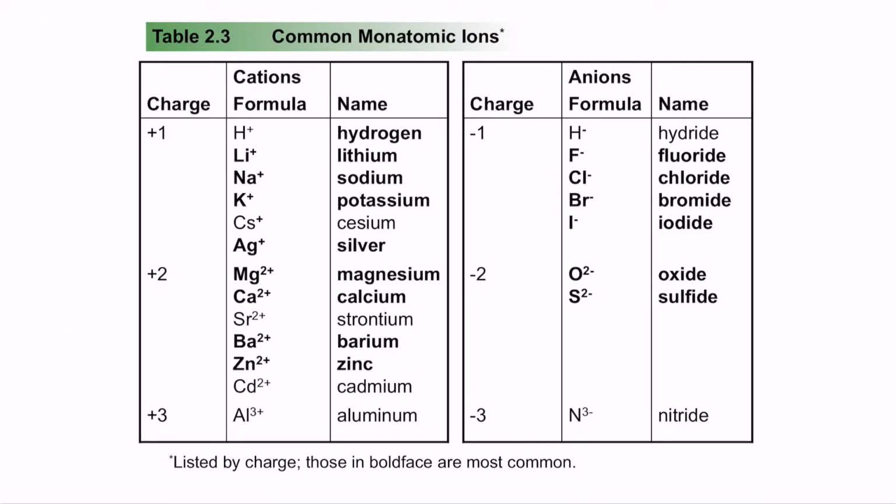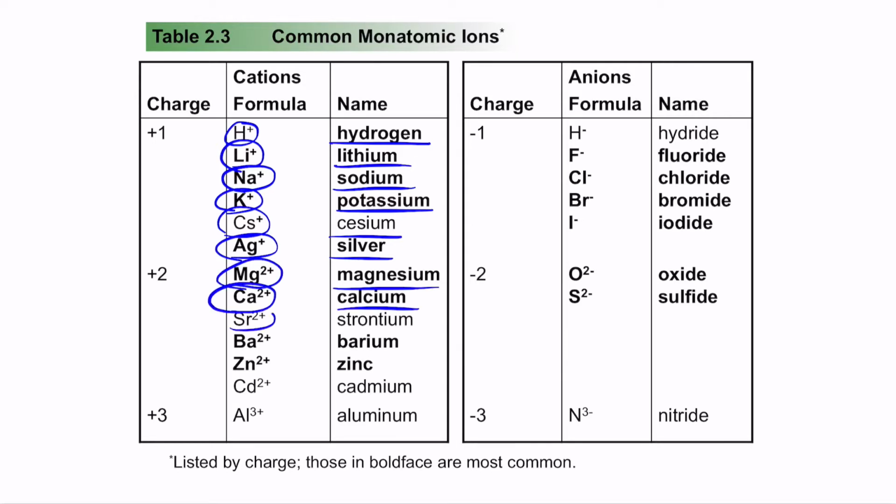Now, let's see common cations and common anions and their names. H plus, hydrogen. Li plus, lithium. Na plus, sodium. K plus, potassium. Cs plus, cesium. Ag plus, silver. With plus 2 charges, you get Mg2 plus, magnesium; Ca2 plus, calcium; Sr2 plus, strontium; Ba2 plus, barium; Zn2 plus, zinc; and Cd2 plus, cadmium. And finally you have Al3 plus, which is aluminum.